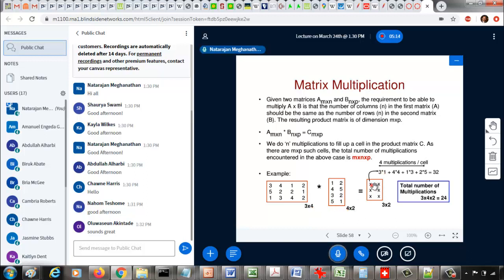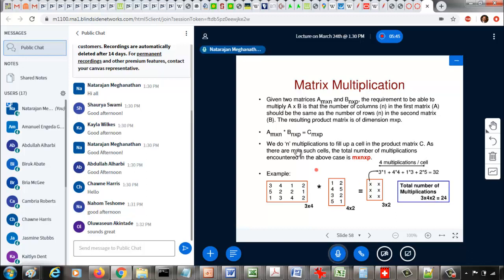If you have to do 4 multiplications for each cell, how many cells are there? 3 times 2, 6 cells. So the total number of multiplications we do is 3 times 2 times 4, which is 3 times 4 times 2. That is the total number of multiplications for this example. That is nothing but 3, the row dimension of the first matrix, times the common dimension 4, times the number of columns in the second matrix.